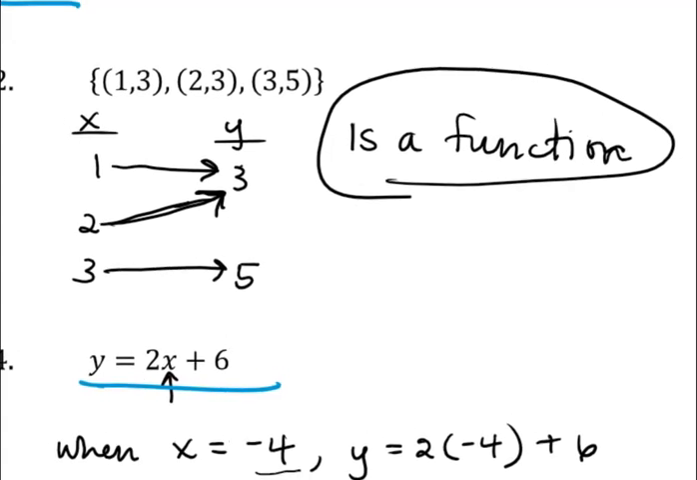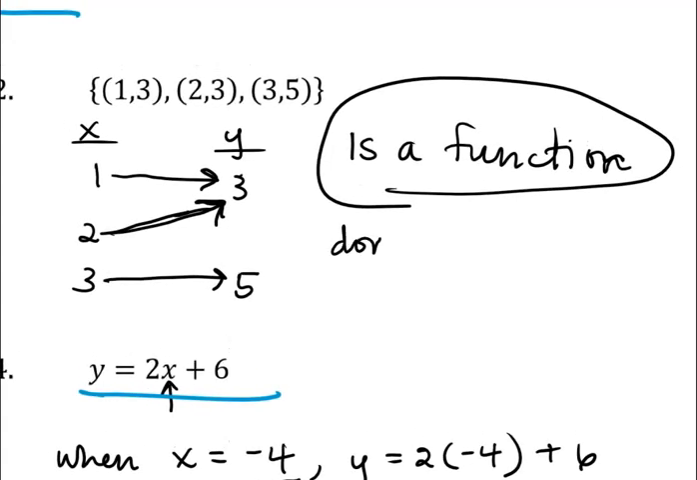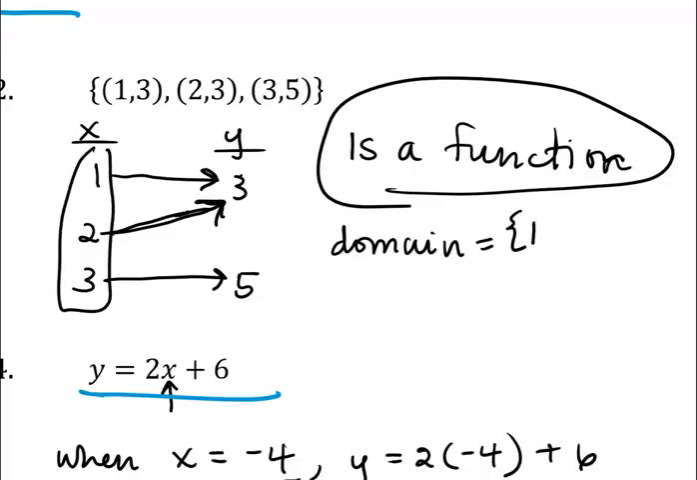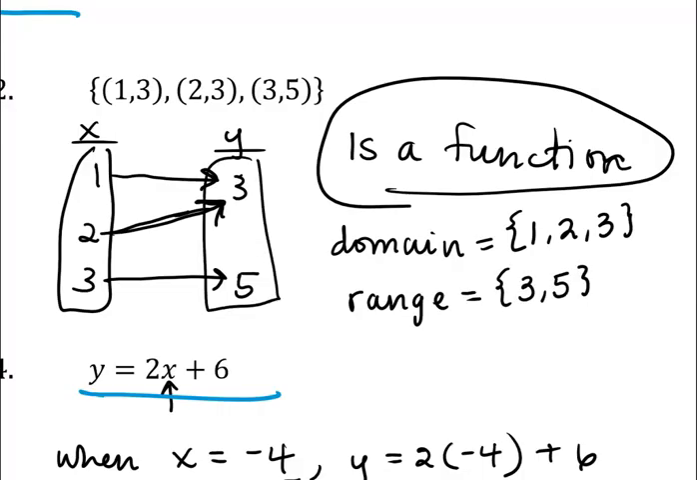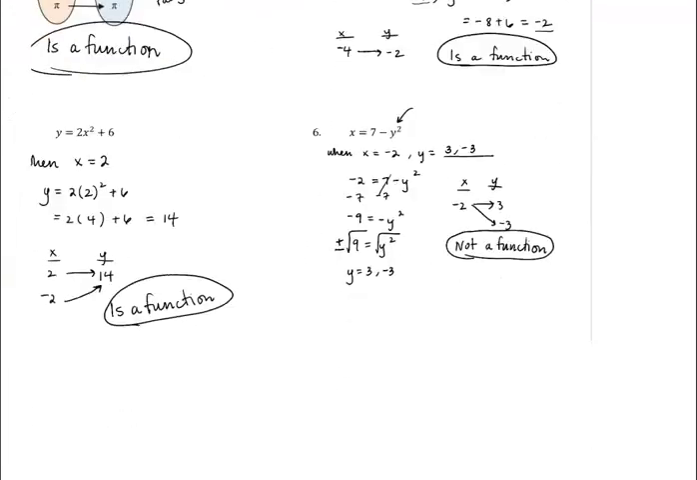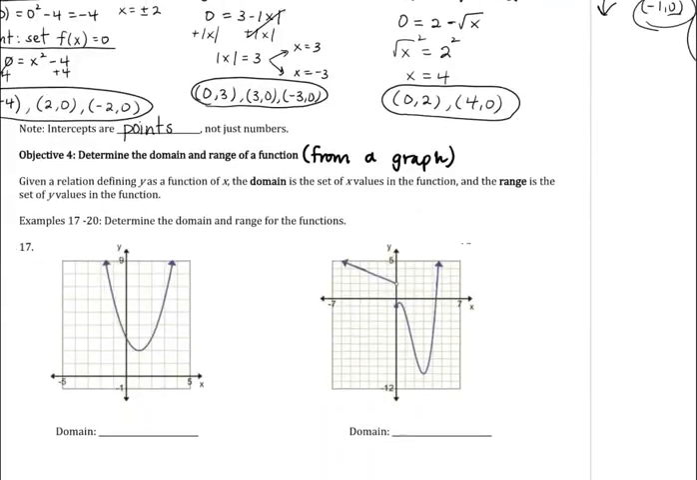But over here, perhaps this is a better example to look at. Example 2, the domain would have been the set of x values, which were 1, 2, and 3. And the range would have been the set of y values, which were 3 and 5. All the numbers in the y column, all of the y coordinates. So what we're going to do now is determine domain and range, but we're going to do it from looking at a graph.